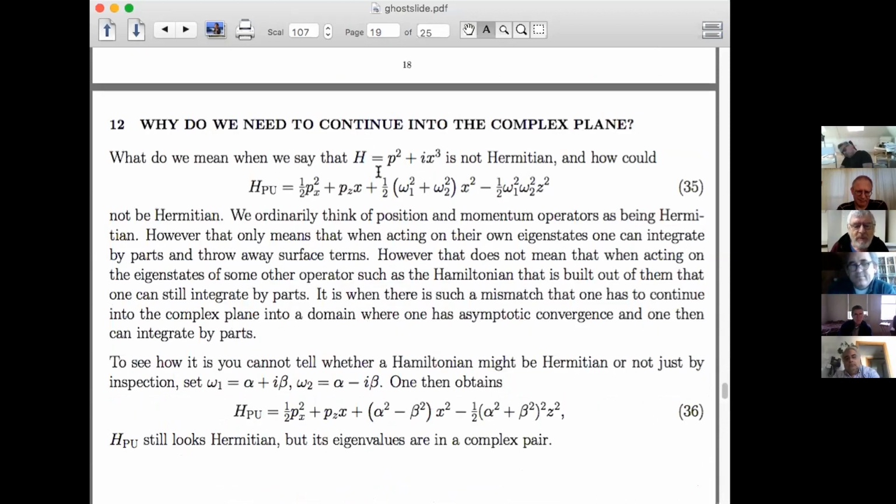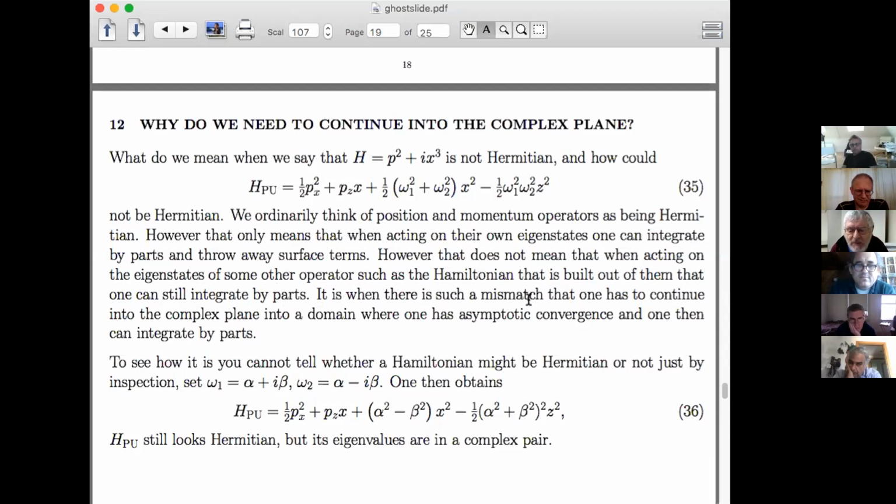Let me just comment very quickly, why did I need to continue into the complex plane? So what do we mean when we say p squared plus ix cubed, the Hamiltonian is not Hermitian, and how could the PU oscillator not be Hermitian? Now the answer is, we ordinarily think of position and momentum operators as being Hermitian. However, that only means that when acting on their own eigenstates, one can integrate by parts and throw away surface terms. It does not mean that when acting on the eigenstates of some other operator, such as the Hamiltonian, that is built out of them, that you can still integrate by parts.